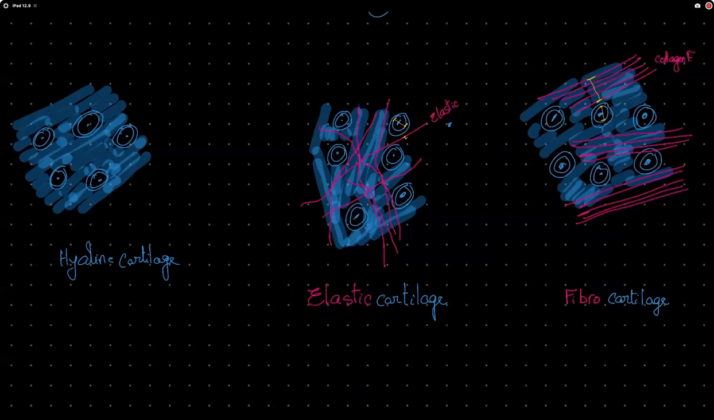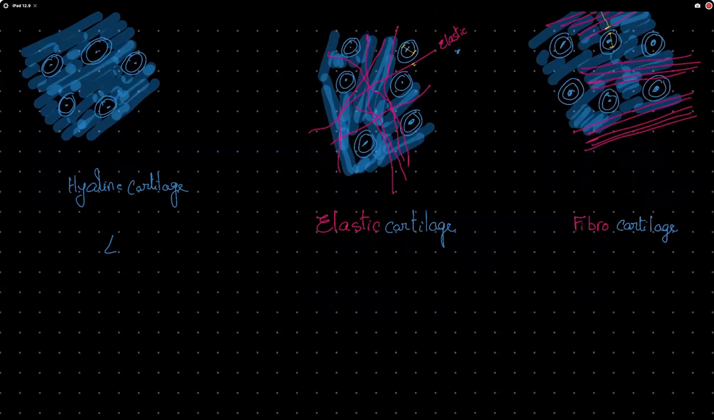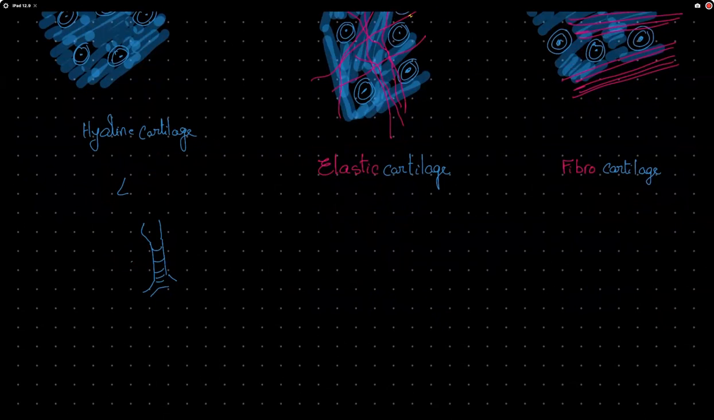Hyaline cartilage is gonna be present in the nose, in the larynx, in the tracheal rings, and is gonna be also present connecting the sternum to the ribs, because those are my costal cartilages.